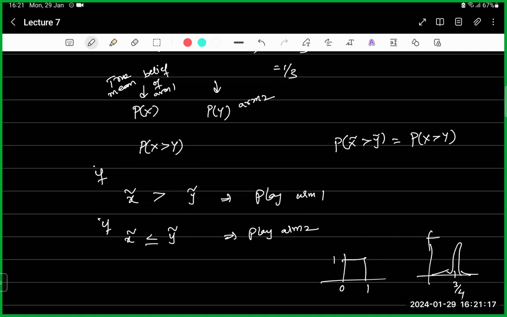So by chance, which arm do you play at that time? You will play the first arm. That means although the probability of that happening is low, sometimes it will happen. So sometimes you are doing exploration. Initially, all the arms will have a uniform distribution. As the samples come, they will concentrate around some value.